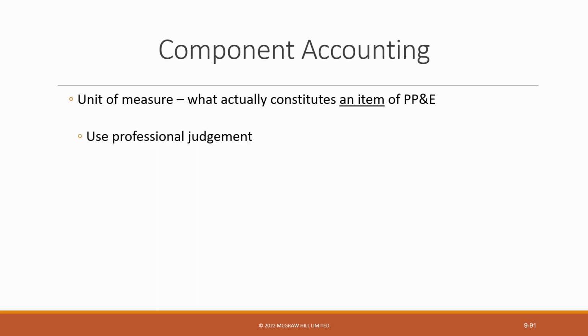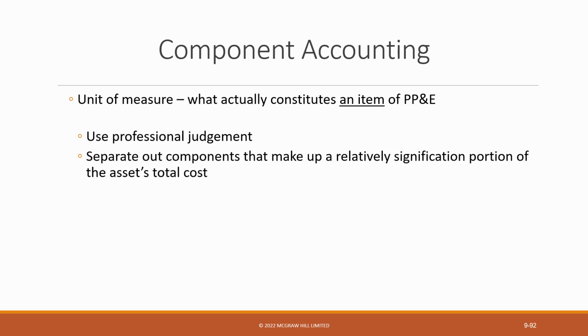The degree of componentization is left up to professional judgment, but one thing is certain. Only separate out those parts whose values make up a significant portion of the whole asset's total costs. For example, if a building costs $800,000 and $100,000 of that is the value of the windows, a full 1/8 of the total value, then this could be considered significant, and therefore the windows would be a separate item under property, plant, and equipment. Consider also if the components have different useful lives.